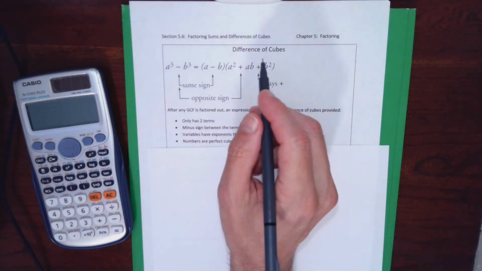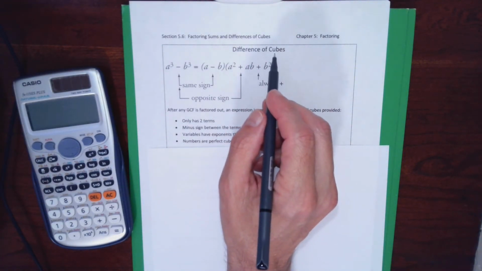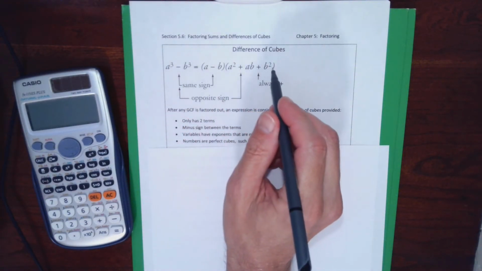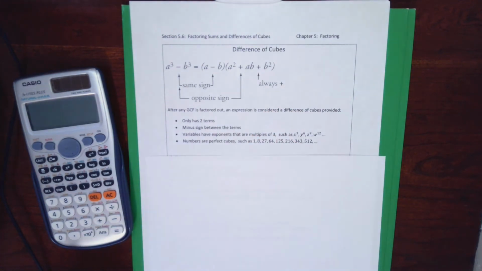So the first category is difference of cubes. I have this disgustingly ugly formula. There's actually a formula to factor difference of cubes that I'll wave my hands at a little bit, and I'll show you a strategy to factor that uses something equivalent to the formula that's not so complex.